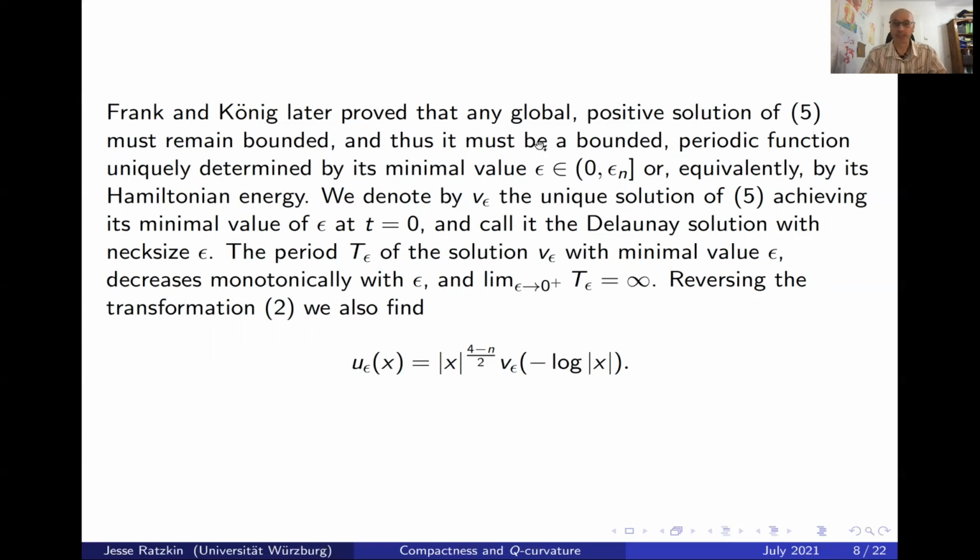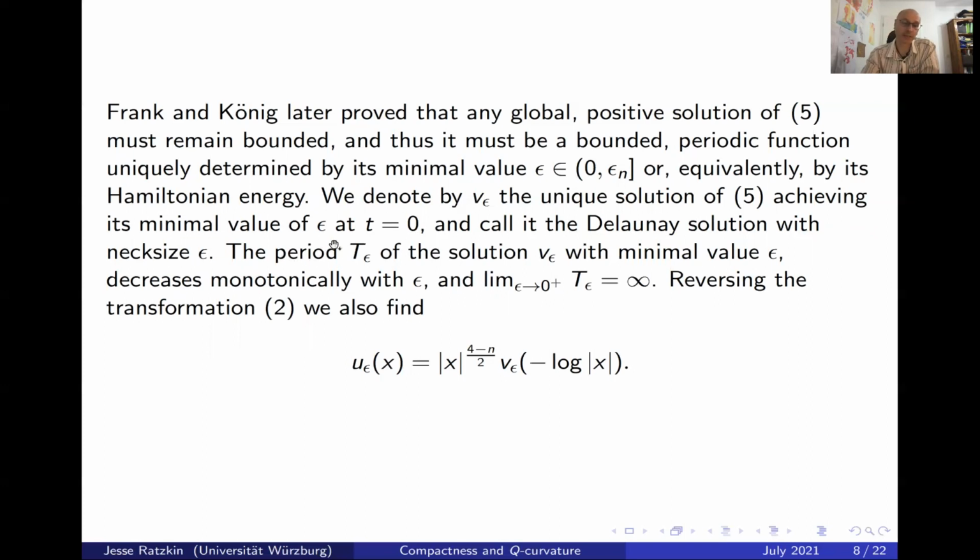And what does this tell you? This tells you that all of these solutions are in fact nice bounded periodic functions. They're uniquely determined by the minimum value over a period. Equivalently, they're uniquely determined by their Hamiltonian energy. So we're going to call the solution V epsilon that obtains its minimum value of epsilon at t equals 0 the Delaunay solution with neck size epsilon.